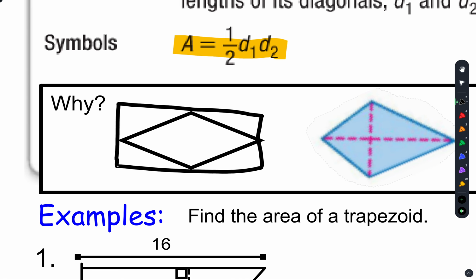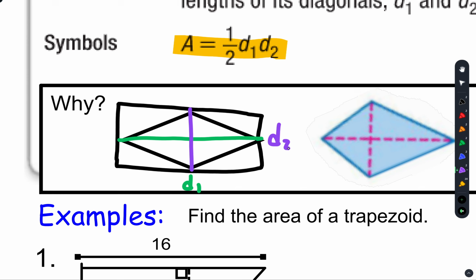Oh, that was a terrible rectangle. To find the area of this rectangle, I would be doing this diagonal 1, which is like the length, and then diagonal 2, which is like the width. I would multiply them together to get the area of that rectangle.